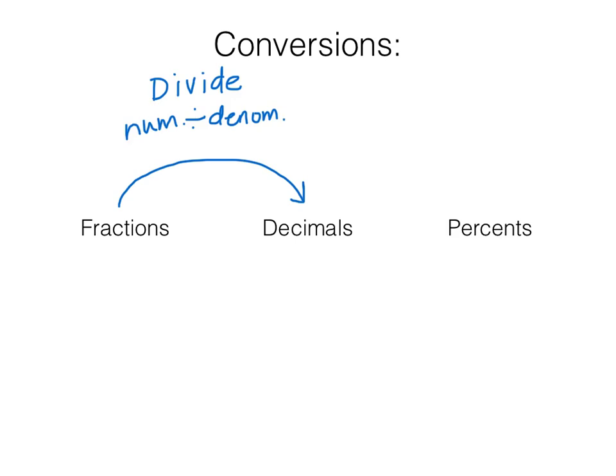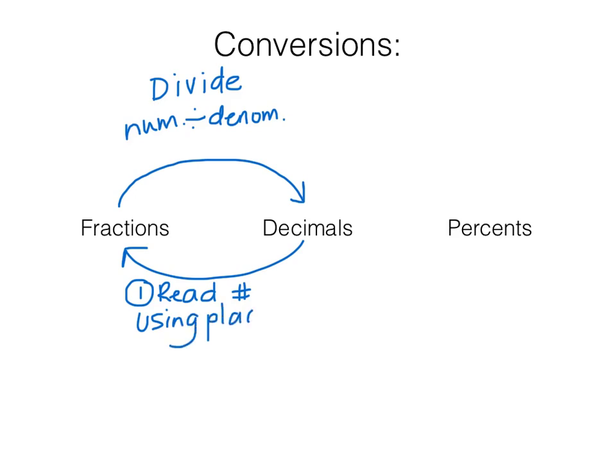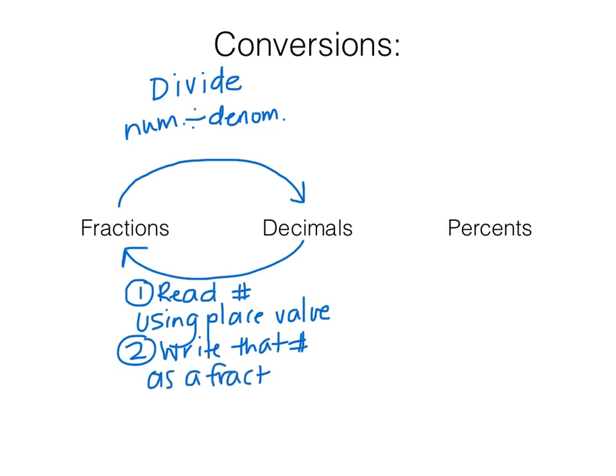Let's actually go the other direction now, decimal to fraction. That's a 3-step process. One, you're actually going to read the decimal using place value. So you can't say the word point. You read it using place value. Then you're going to write that number as a fraction. And then thirdly, you're going to take that fraction and simplify it.